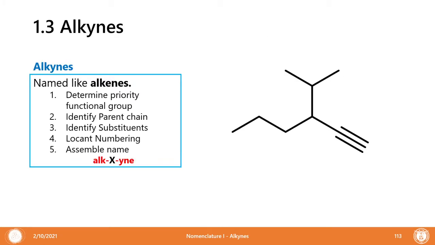Okay, so how do we name alkynes? Well, they're pretty much named like alkenes, in that we first determine the priority functional group. In this case, we have the alkyne. Then we identify the parent chain, or the longest chain containing the alkyne, which in this example has 6 carbons.